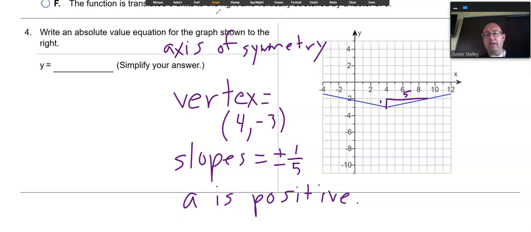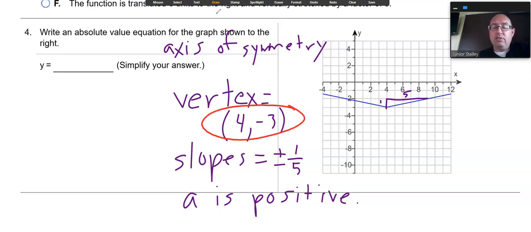In this particular equation, we're looking at the actual graph, and we're going backwards, and we're trying to figure out what the equation would be. So when we look at this, we can see that right now we know what the vertex is, right? 4, -3. Okay, so that's information we can use. We also know the slopes are plus and minus 1/5, up 1/5. And we know that the A value is positive because the whole thing opens up.